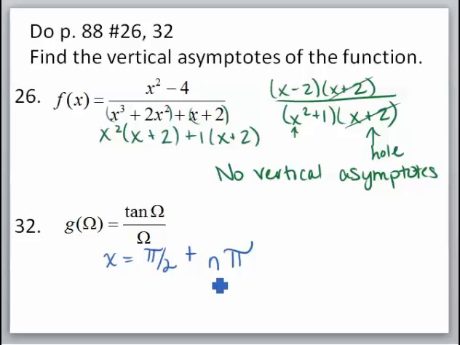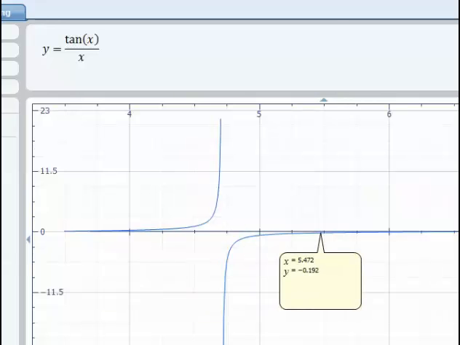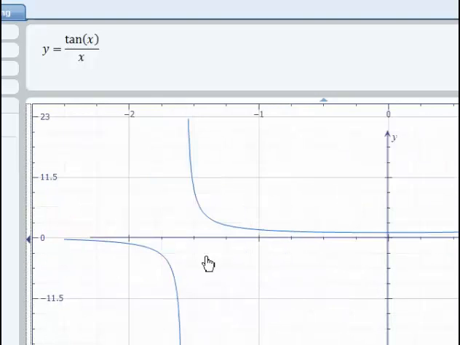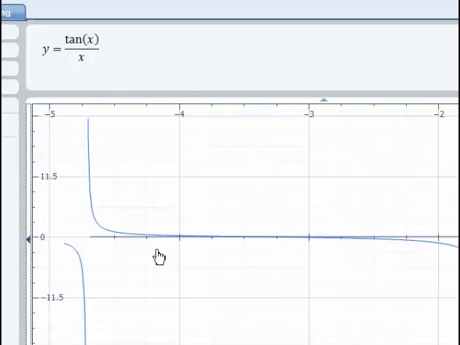Where n is any integer. That'll take me forward on the graph and backwards on the graph, because not only are there asymptotes at 3 pi over 2 and pi over 2, but there are some at negative pi over 2 and negative 3 pi over 2, and so that's taking care of all those cases.